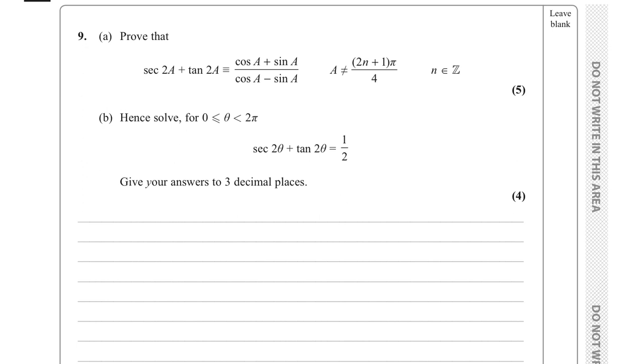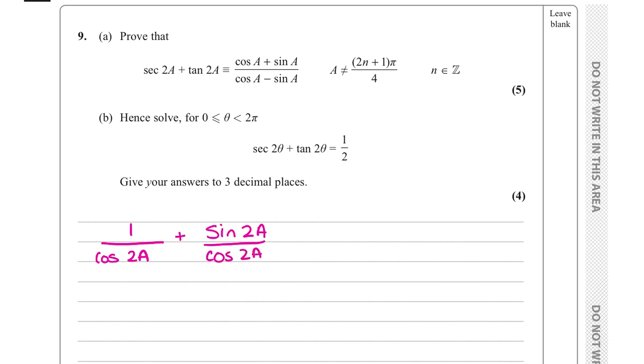Okay, so this question is probably one of my favourites because it uses lots of skills. So first of all, sec 2A plus tan 2A. What do I know about sec 2A? First of all, I know it's 1 over cos of 2A. And tan, as we know, is silly calc, so this is the same as sine 2A over cos of 2A.